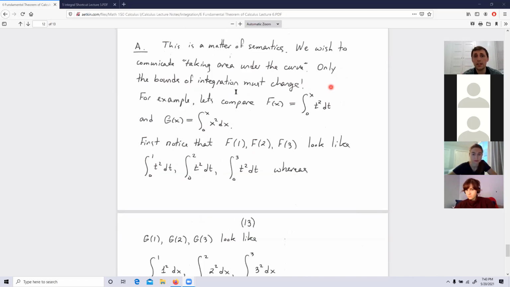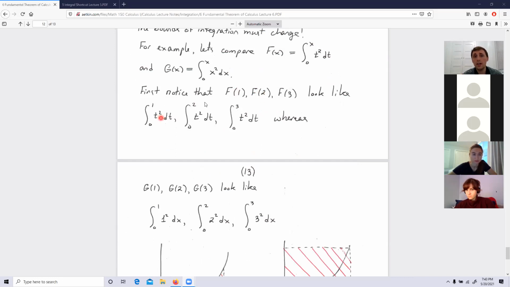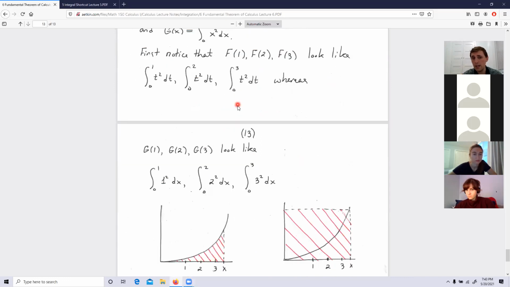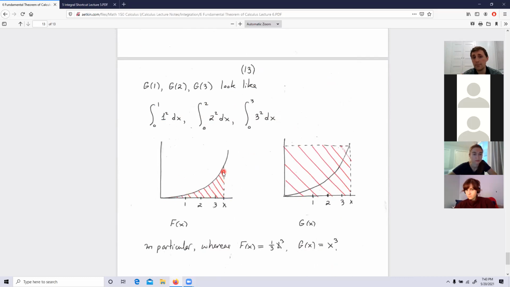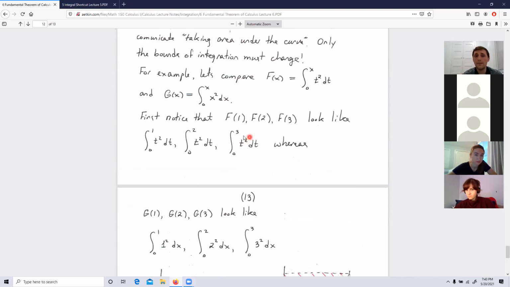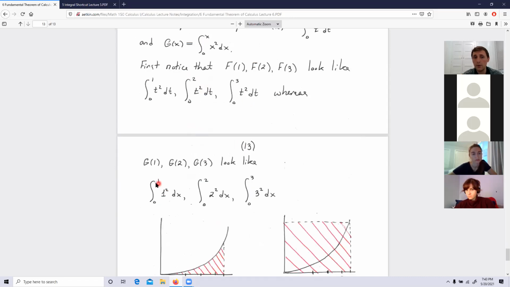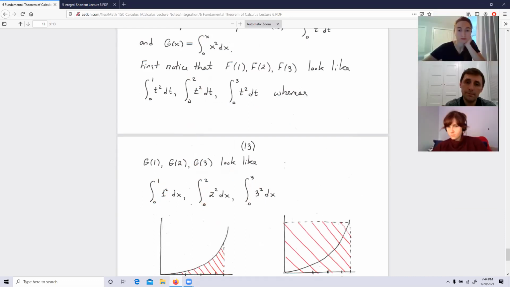So let's calculate f1, f2, f3. I plug in 1, 2 and 3 as the upper limit of the integral. Here you can see that I am always integrating underneath the curve. Whereas if I do that for g, wherever I have x, I have to also replace it by the number. So g of 1 means the integral from 0 to 1 of 1 squared. At 2, it's the integral from 0 to 2 of 2 squared. At 3, from 0 to 3 of 3 squared. Are you with me?